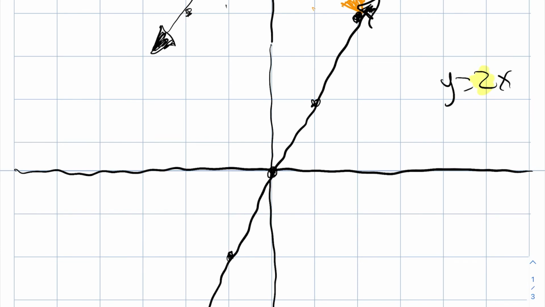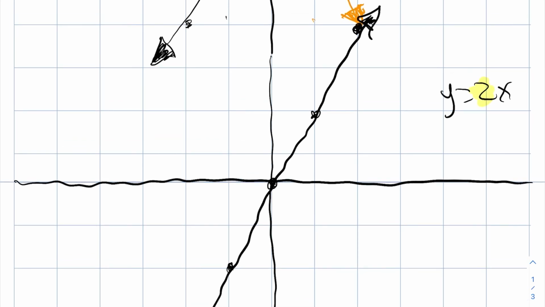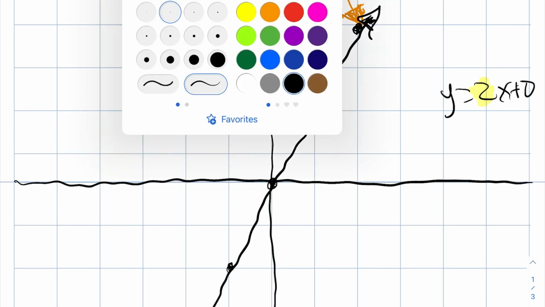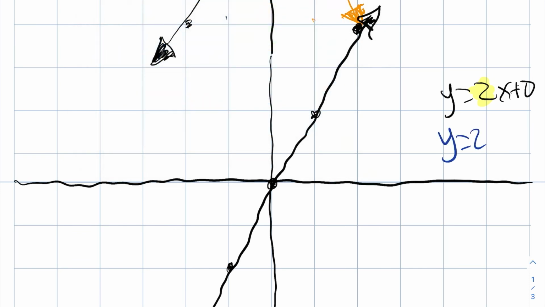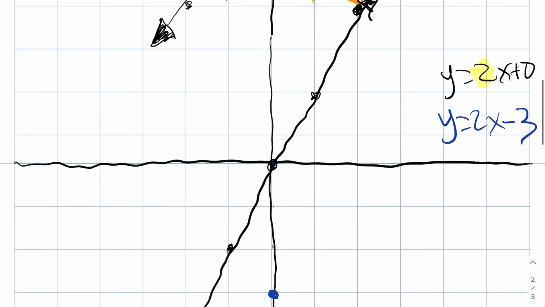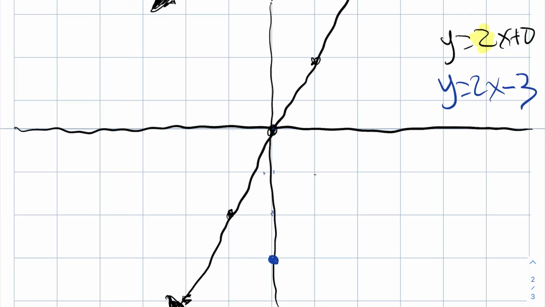Now, if these are truly going to be parallel, my slope has to be the same, but my y-intercept can be different, okay? So I'm going to create a new line, and I'm going to call it, let's get blue. I'm going to say y equals 2x, but I'm going to say minus 3. So again, my y-intercept is negative 3. So when x is 0, y is negative 3. That's going to be right here. And I'm going to go up 2 to the right 1, up 2 to the right 1, down 2 to the left 1.